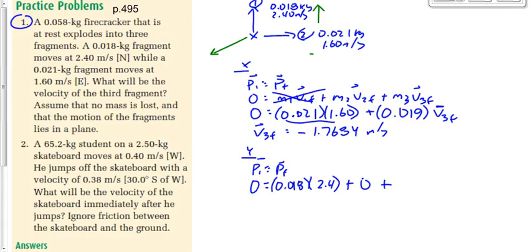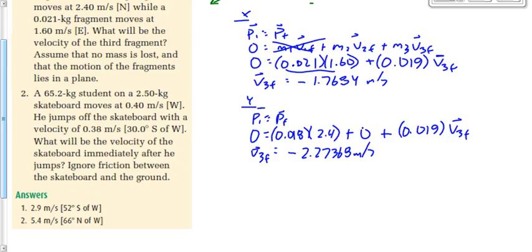The third mass, 0.019 times V3F. Sam, do you have V3F for the Y component? Two seven three six eight. Thank you. Agree with that? Now we combine them, right?